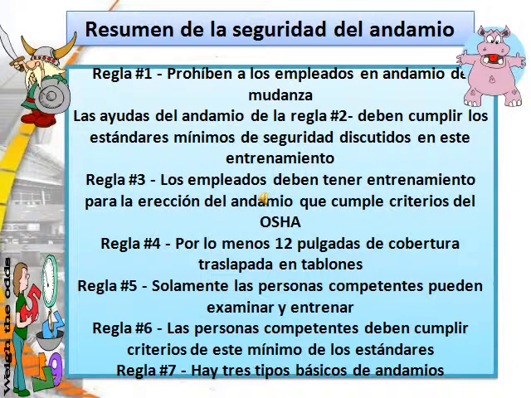Scaffolding safety rule number 1: employees are prohibited from being on a moving scaffold except in specific situations. Scaffold supports must meet the minimum safety standards discussed in this training. Employees must have training for scaffold erection that meets the OSHA criteria. At least 12 inches overlapping coverage is required on planks. Only a competent person can inspect and train. Competent persons must meet the minimum criteria standards. And there are 3 basic types of scaffolds.